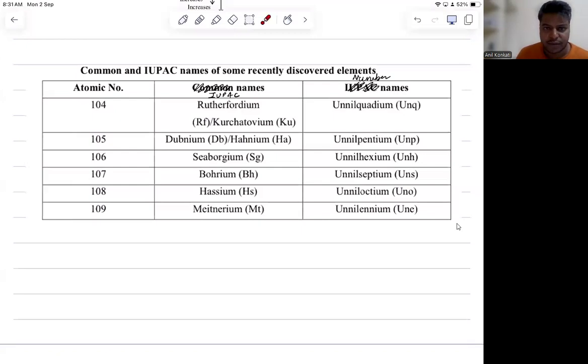And I'm sure all of you remember what we use for number naming. When to use nil, bi, tri, and ium, correct? Penta, hexa, septa, octa, and 9 is for n.